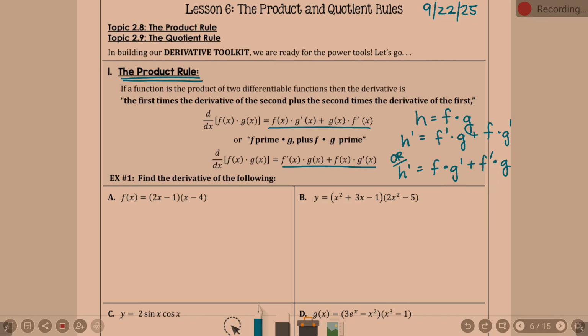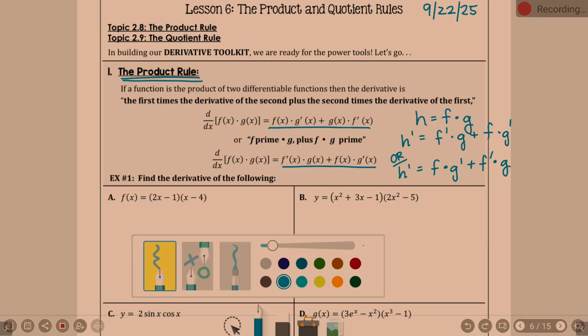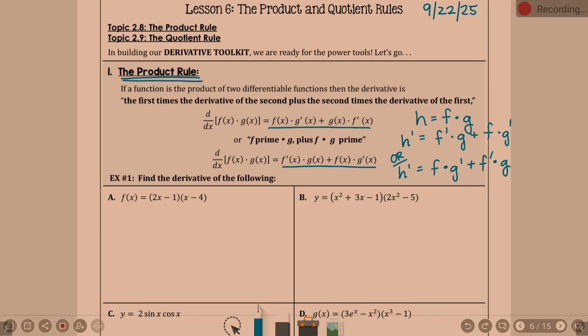Now, let's look at these. f of x equals 2x minus 1 times x minus 4. Our job is to find the derivative. Well, I'll be honest, my brain says it wants to FOIL. However, FOILing would be what we would have had to do before today, because we wouldn't know the product rule. Today we're learning the product rule. So, I'm going to say, let's use the product rule.